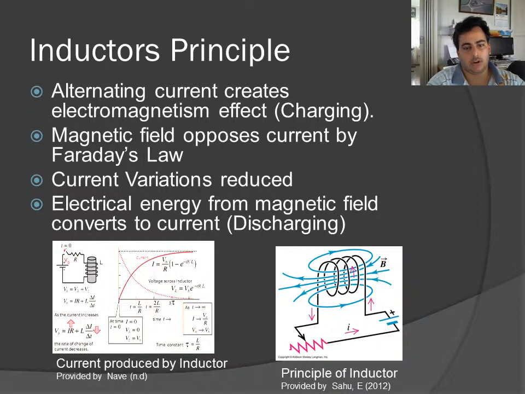Once the source is switched off, the electromagnetic field collapses, and the electrical energy remaining from the electromagnetic field is converted and induces a current into the system, discharging its electrical energy. The charging and discharging of electrical energy of the inductor is exponential in form.